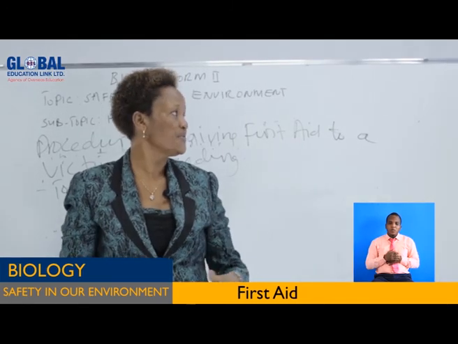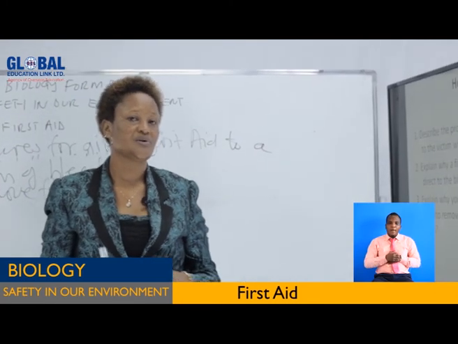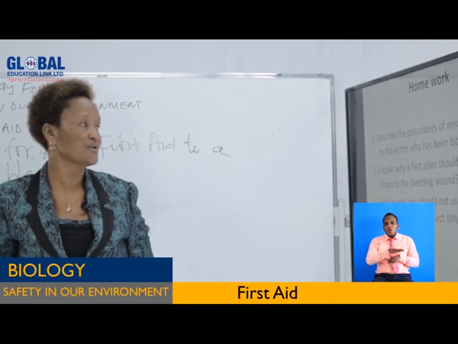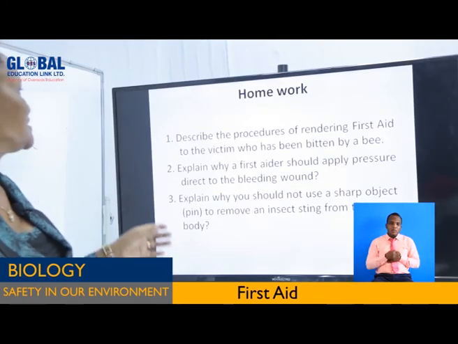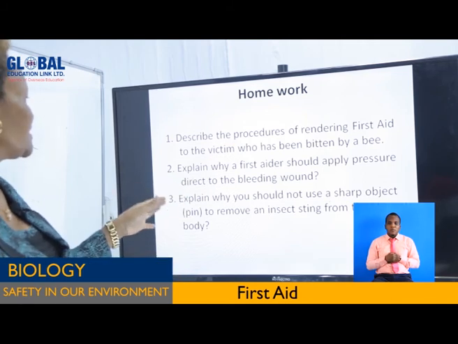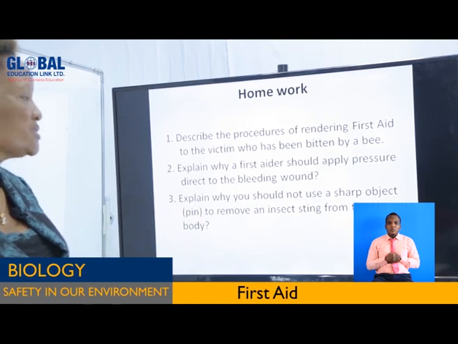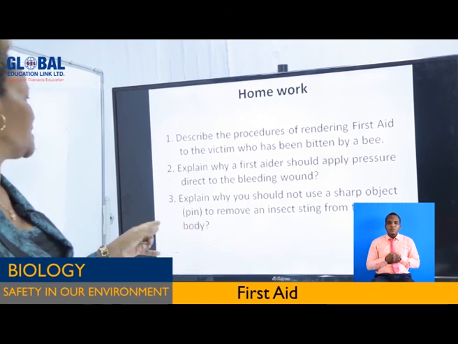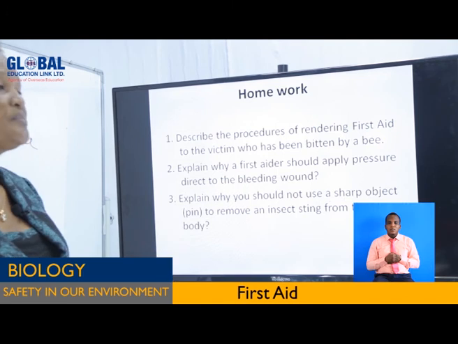I leave with you a homework which will try to summarize what we have learned today or what we have revised today. The first question: describe the procedures of rendering first aid to the victim who has been bitten by a bee. Explain why a first aider should apply pressure directly to the bleeding wound. Explain why you should not use a sharp object like a pin to remove an insect sting from the body.